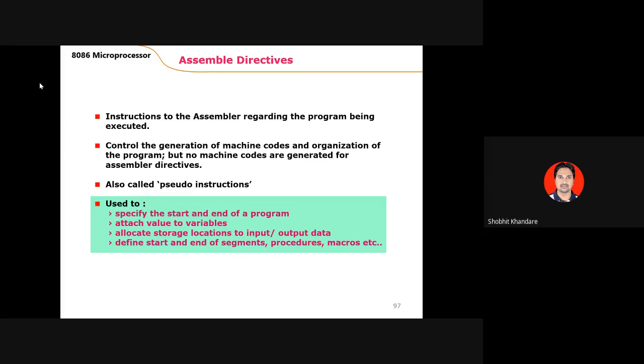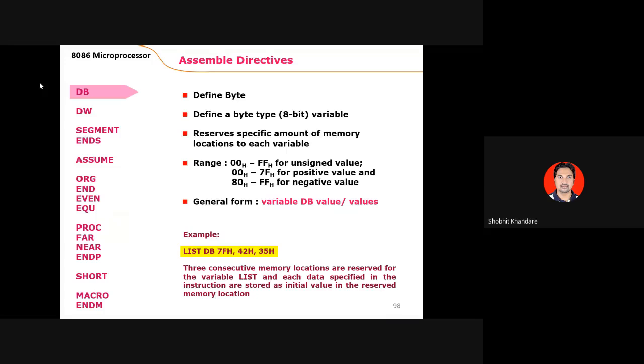What is written in between them are the instructions, or they are related with the data segment, or they are related with the code segment. Am I right? So they are called the assembler directives. I am not going to explain everything. This is in front of you. Please pay attention. DB, defined byte.